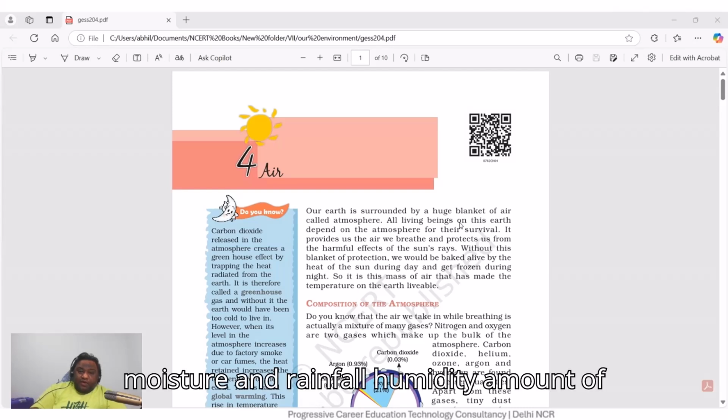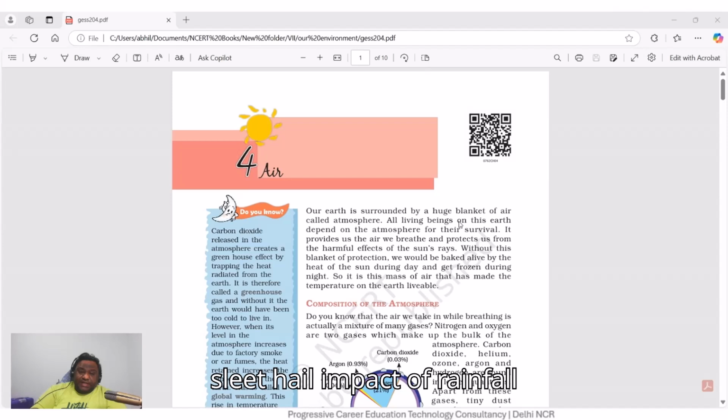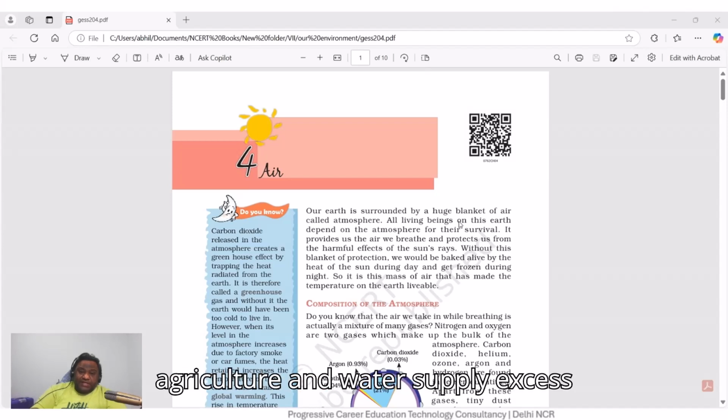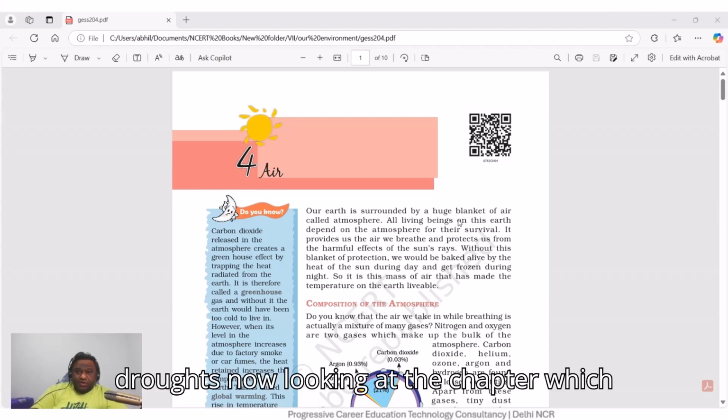Moisture and rainfall. Humidity is the amount of water vapor in the air. Precipitation is water falling to the Earth: rain, snow, sleet, hail. Impact of rainfall: adequate rainfall is essential for agriculture and water supply. Excess rainfall leads to floods, and lack of it causes droughts.